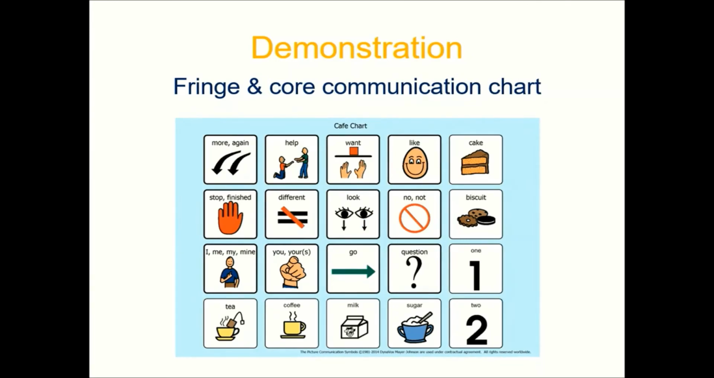Now, if we just add a little bit of core vocabulary here, suddenly I've got access to a lot more language and I can do a lot more with this chart. So I could say, I like cake. Do you like cake? Look at those biscuits. I want more tea. I want more milk in my coffee. I want 2 sugars in my coffee. Look at you. You've got coffee. No milk for me. So you can see there, suddenly, I'm able to build many, many more phrases and sentences just by adding a few core words in.